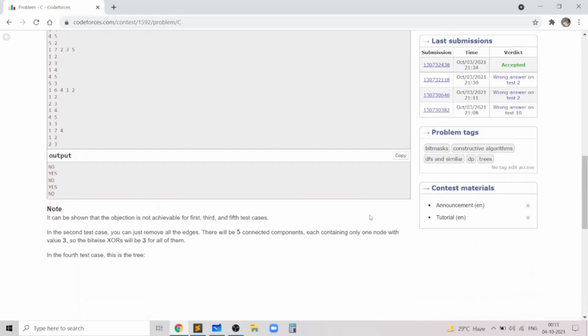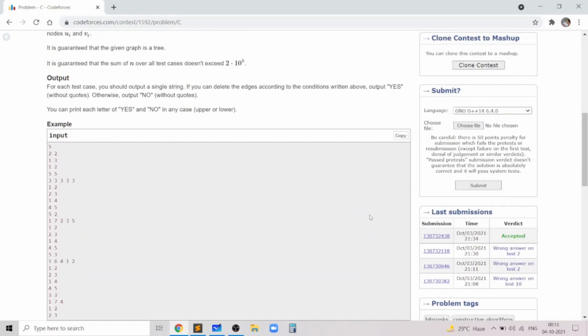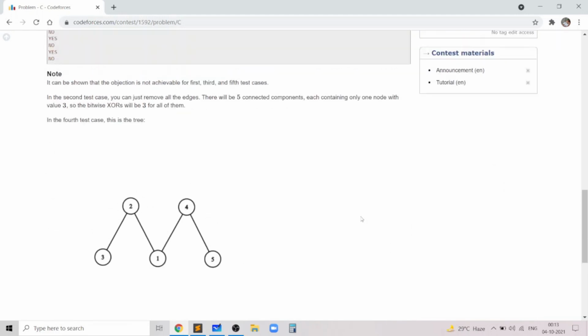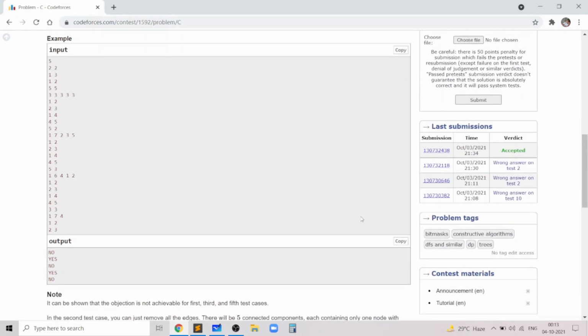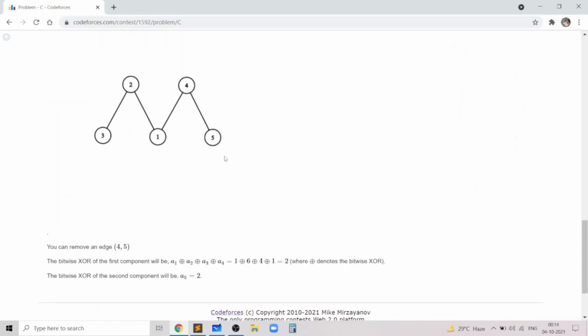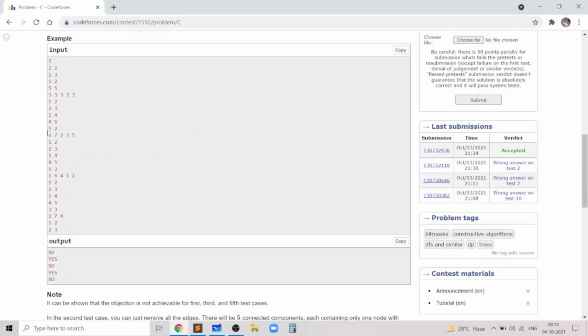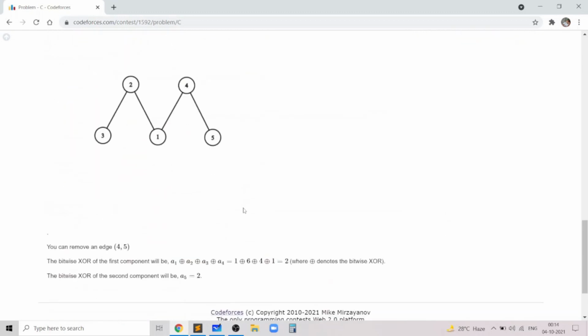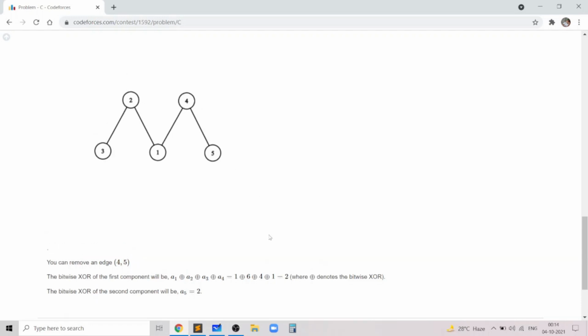So for example, let's say that the value of n is 5 and we need to delete at least one and at most one edge. So we need to basically delete one edge, and it's optimal to delete the edge from 4 to 5. This is the third example. In that case, the XOR of each of the connected components left will be equal to 2. So A5 will be equal to 2 and A2 XOR A3 XOR A1 XOR A4 will also be equal to 2, and that's why it's yes.